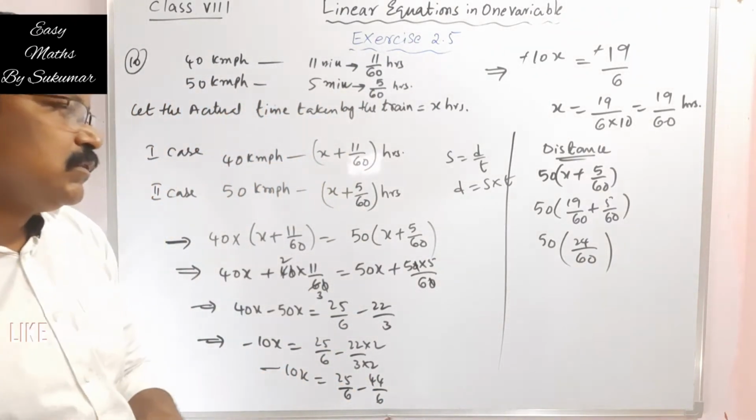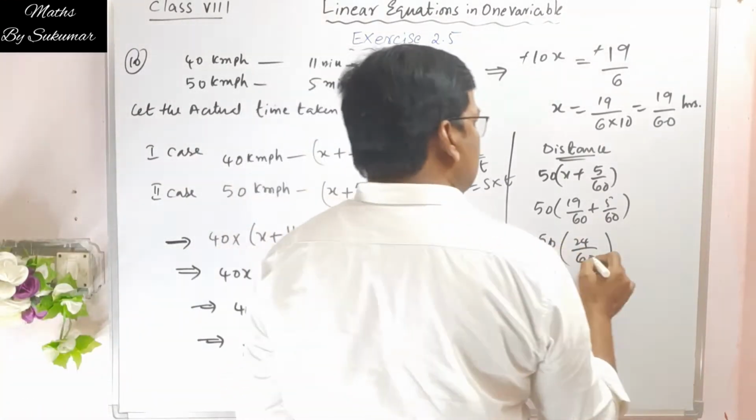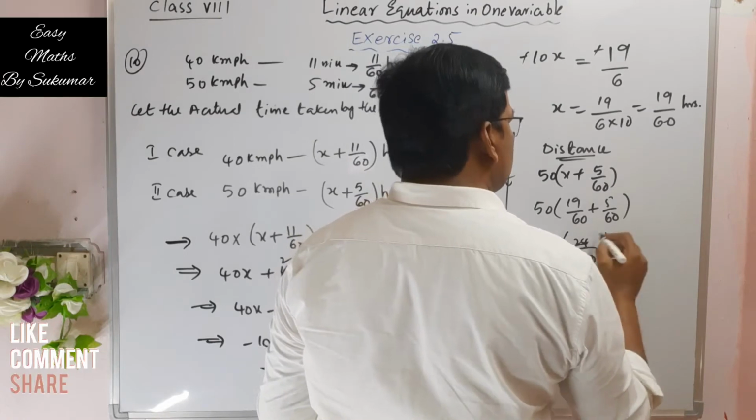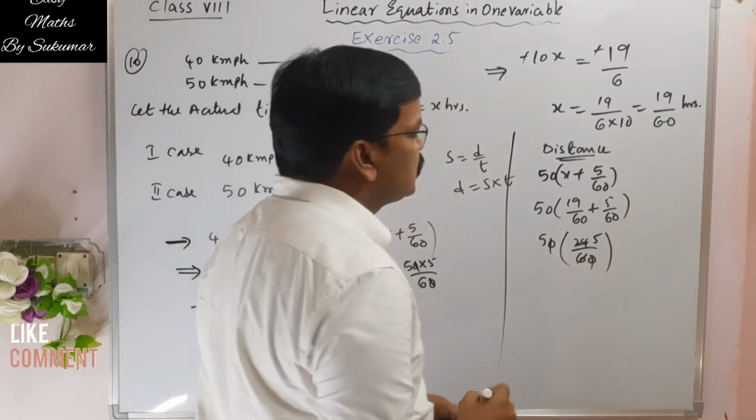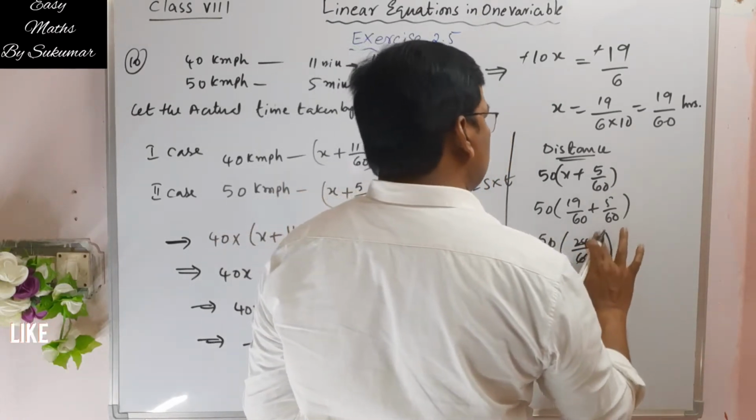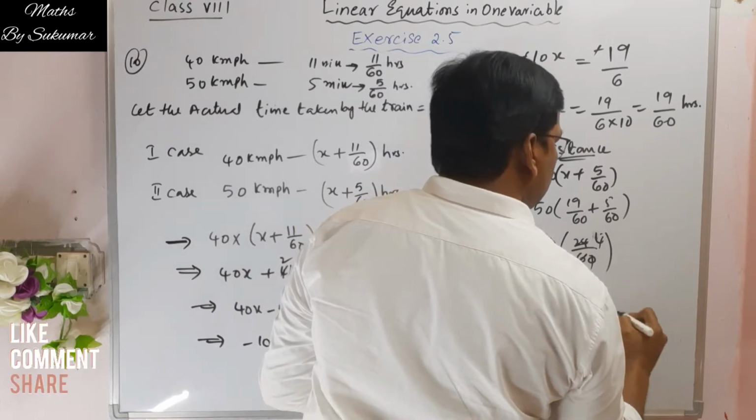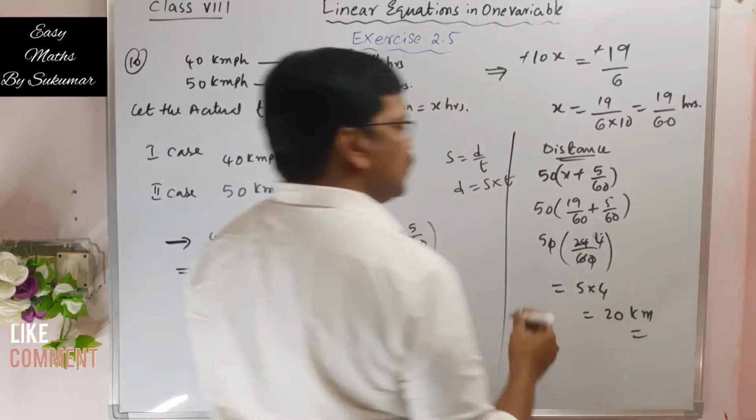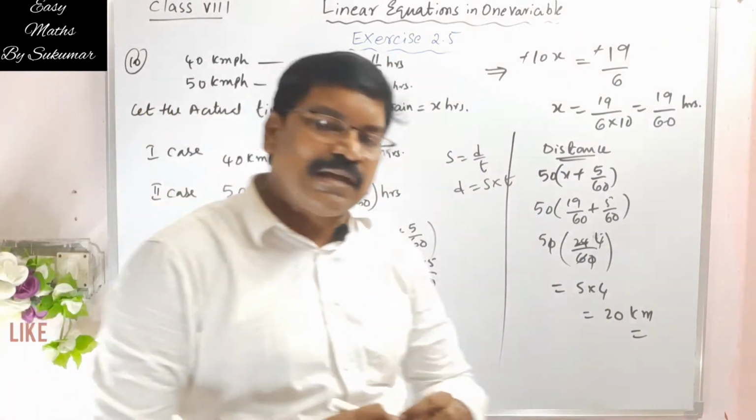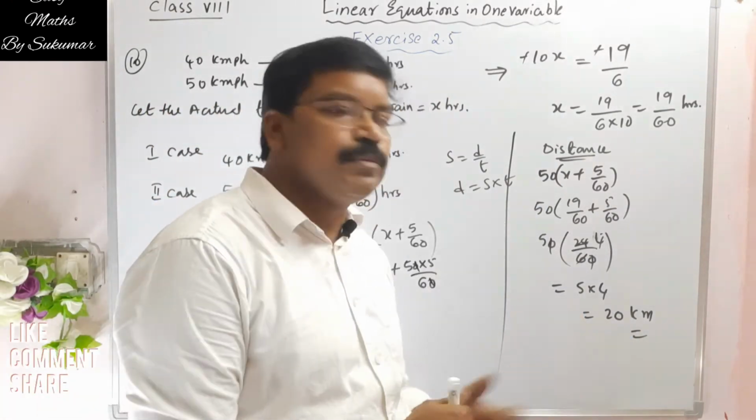Okay, so my dear students, here the 0 gets cancelled. 6 in 24 is 4 times, so 5 times 4 is 20 kilometers. So the distance covered by the train is 20 kilometers.